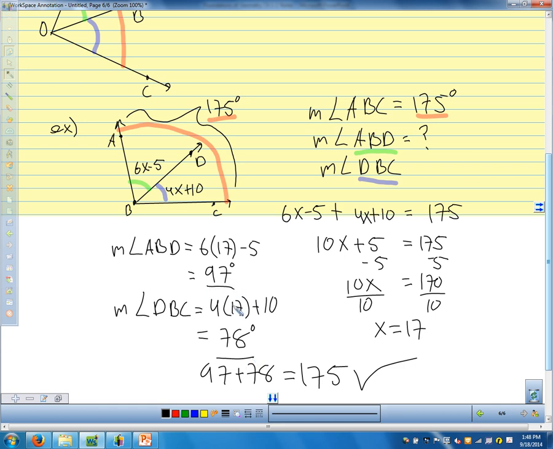So that's all the angle addition postulate tells us. Add the two small pieces, they have to equal the big piece. Questions? Okay.